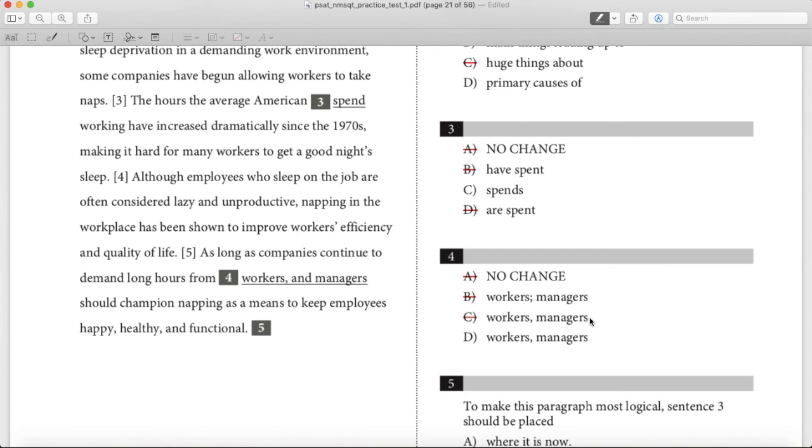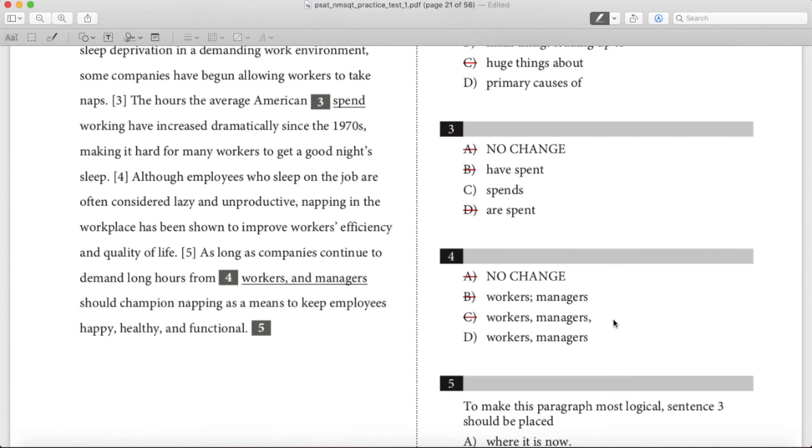As long as companies continue to demand long hours from workers, managers should. Now I'm going to stop you real quick. You took a pause after managers again. It's really important that you read these sentences as written. If you're testing answer choice C, you've got to take that pause after managers, otherwise it might sound okay. When you're reading answer choice D, no pause. So try D again.